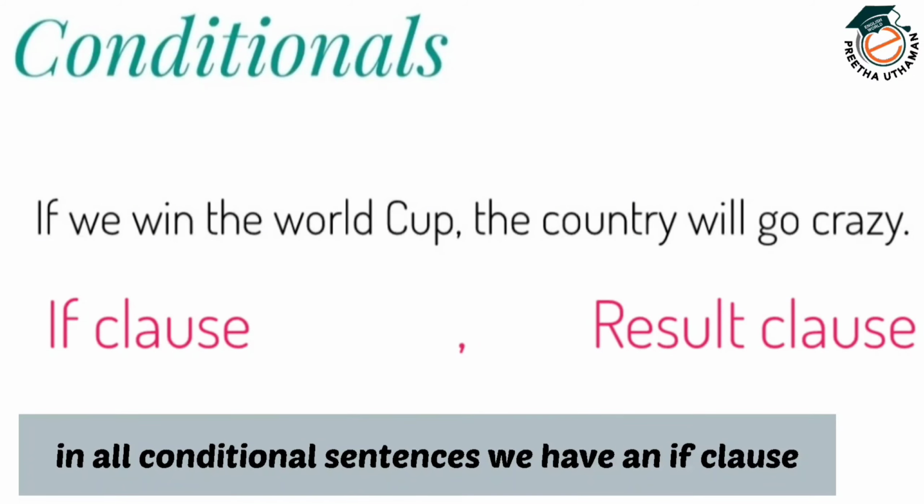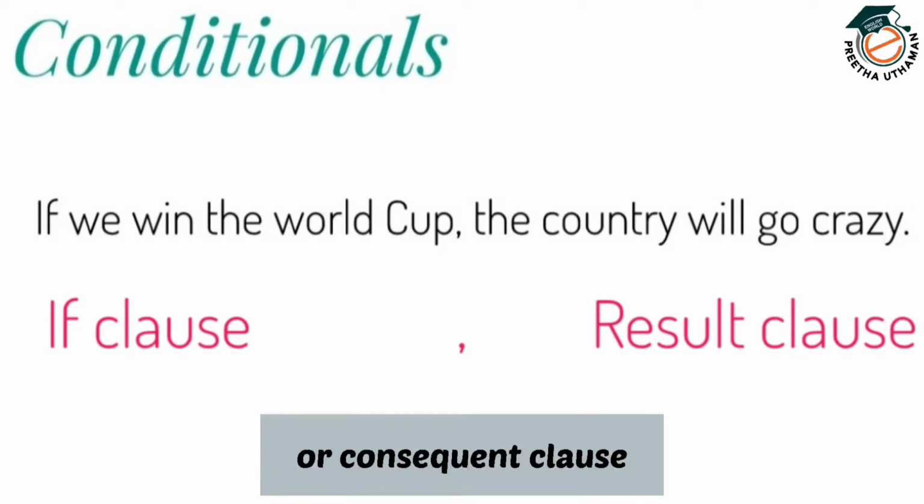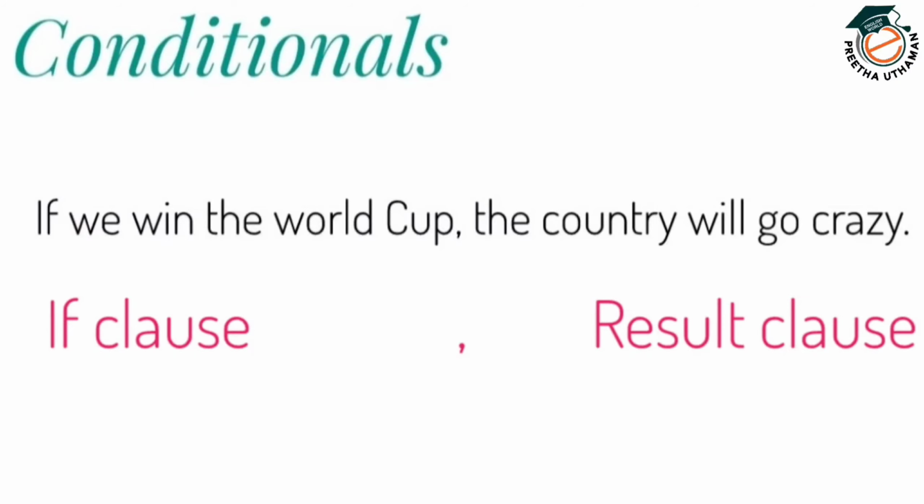In all conditional sentences, we have an if clause, that is the first part of the sentence, and a result clause, also called the main clause or the consequent clause, as a second part of the sentence. The if clause is the event or the situation that must happen in order for the other things to happen. That means the result can only happen if the if clause occurs. That is why it's called a conditional sentence. Conditional sentences are statements or hypothetical situations and their consequences. Hypothetical is imagined or not necessarily true.